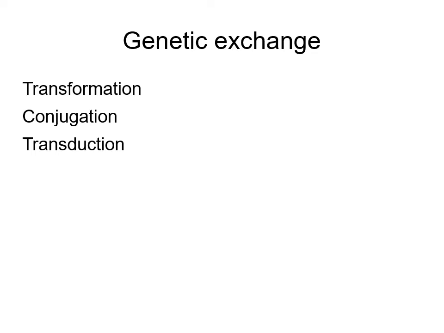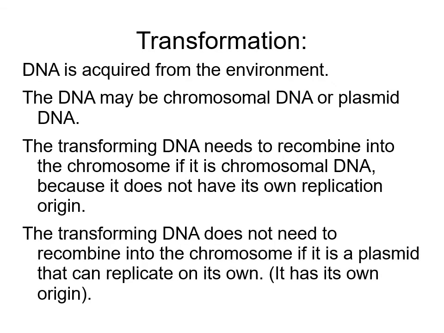Today we're going to talk about the various mechanisms for genetic exchange in bacteria. These are transformation, conjugation, and transduction. Okay, transformation is first. It's the simplest, easiest to understand, I think, where DNA is acquired from the environment.